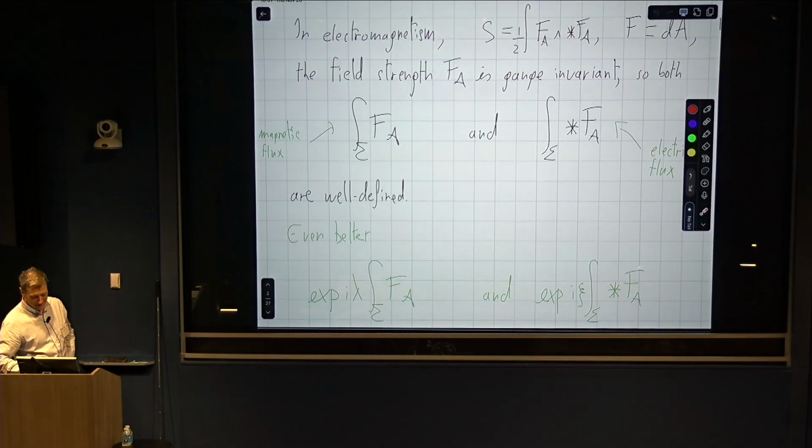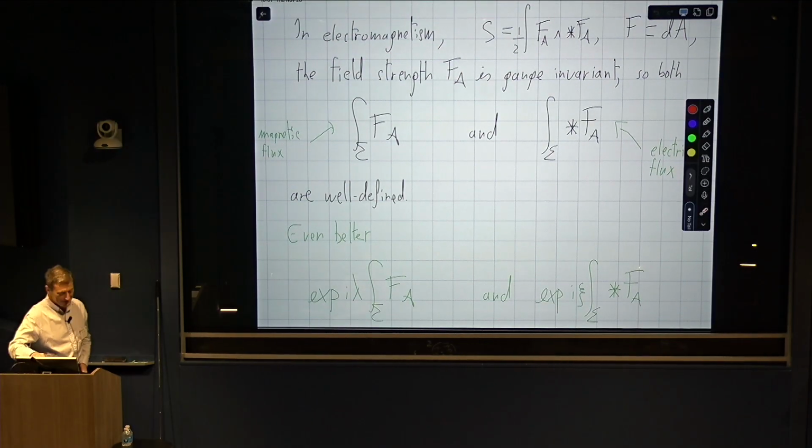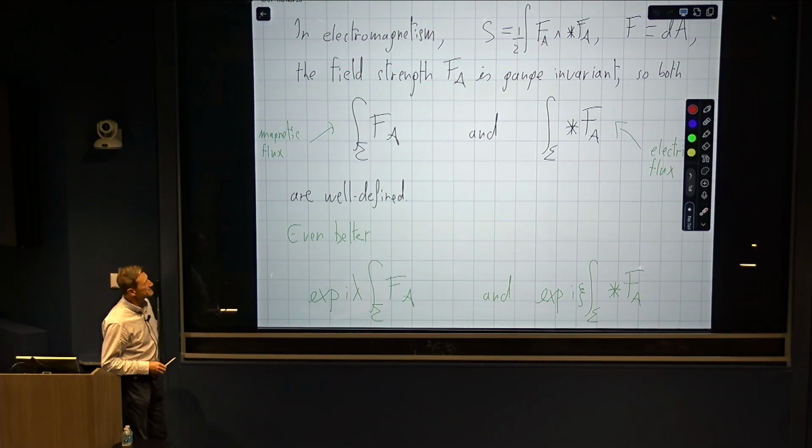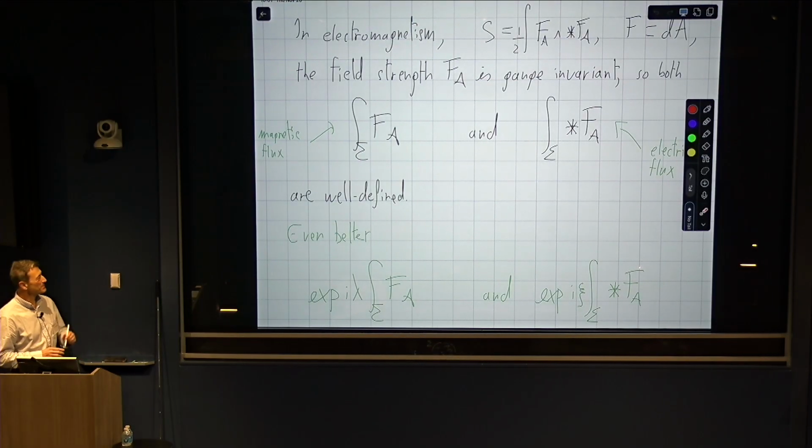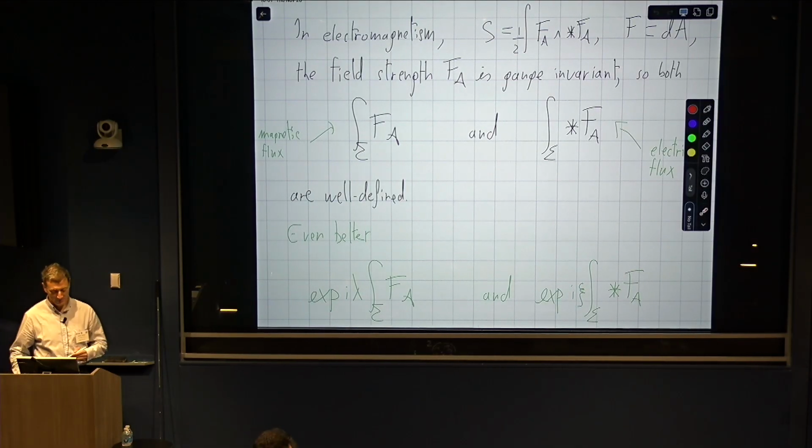So maybe let me just make a short motivation in electromagnetism. Actually, we've seen it already in some talks today, but let me go back. So the action is just written here, with just an abelian connection. And in electromagnetism, there are two interesting observables you can consider.